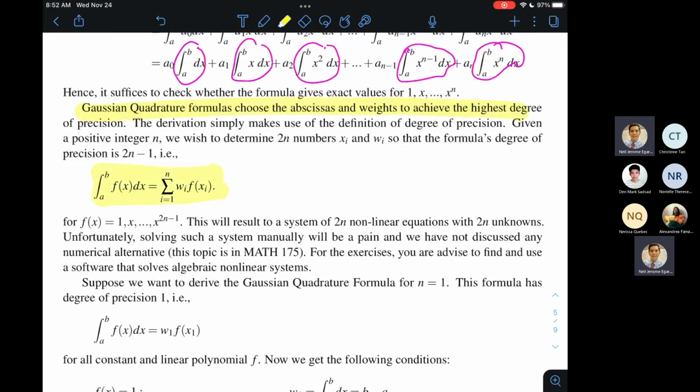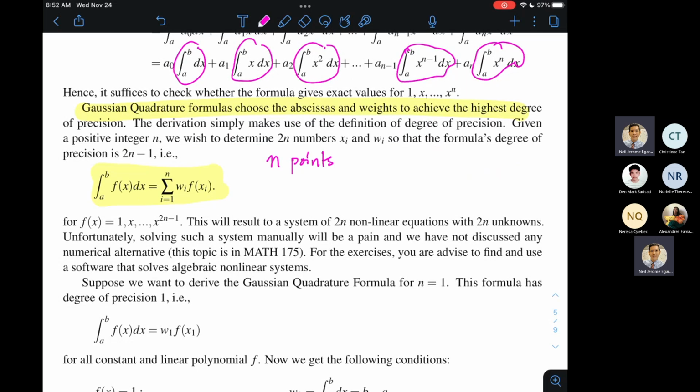Ito yung gusto nating ma-develop na formula. Okay? And this should be true for all polynomials of degree less than or equal to some constant number, all right? And that constant number should be the maximum performance possible for a fixed number of points. Tapos pipiliin natin yung abscissas at saka yung mga weights to get that, okay? So in the development of Gaussian quadrature rules, first we must fix the number of points. So say we have decided to use n points in our quadrature rule.